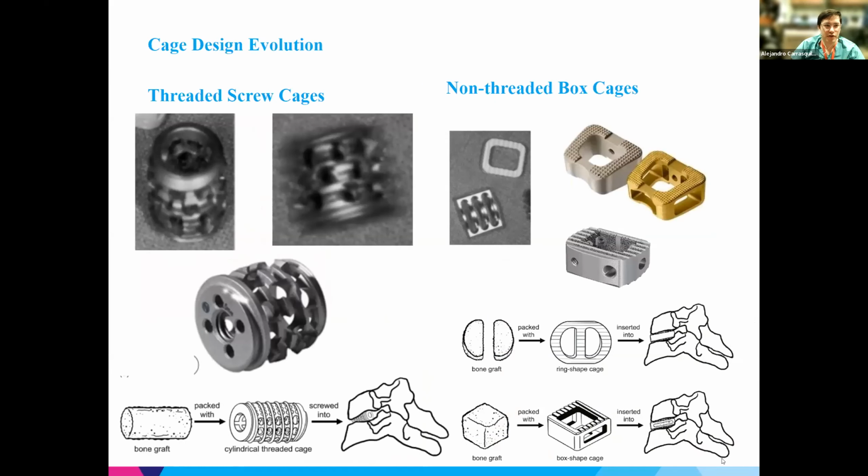And this led to evolution of different types of interbody cages. We have threaded cages, which are themselves sort of a type of corkscrew that gets placed in between vertebral bodies, much like the one that Cloward initially suggested. And this can be packed with bone graft. And then you have non-threaded box cages, which are more of the Robinson-Smith type, go between the vertebral bodies.